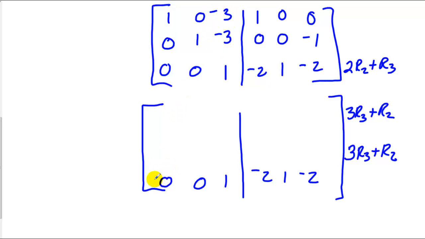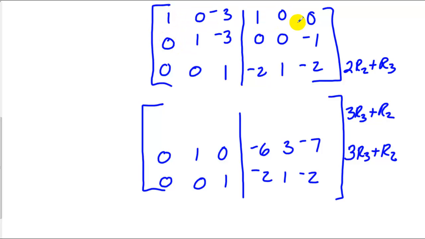So let's go ahead and do this. Start here on this row. Multiply by 3 and add it, I still get 0. Multiply by 3 and add it, I still get 1. Multiply by 3 and add, I get 0. Multiply by 3 and add, I get -6. Multiply by 3 and add, I get +3. Multiply by 3 and add, I get -7.